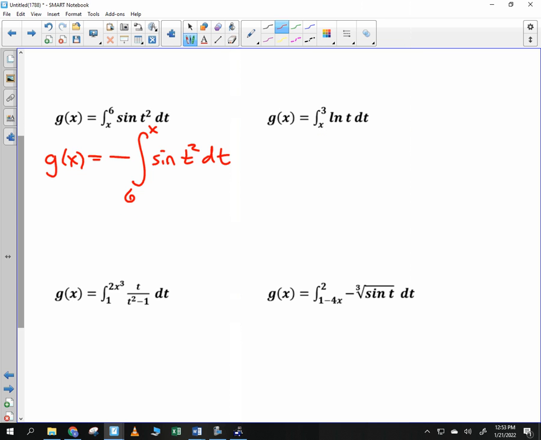So what did I do in this situation? I switched the bounds. These are your bounds of integration. I switched them and made it negative. Okay? See that? So that means the derivative is equal to, anybody? Negative sine of x squared.